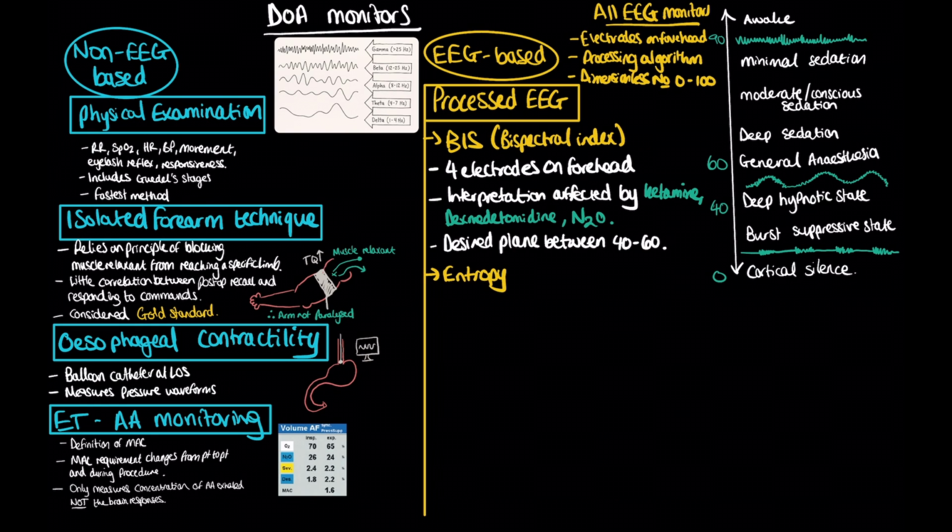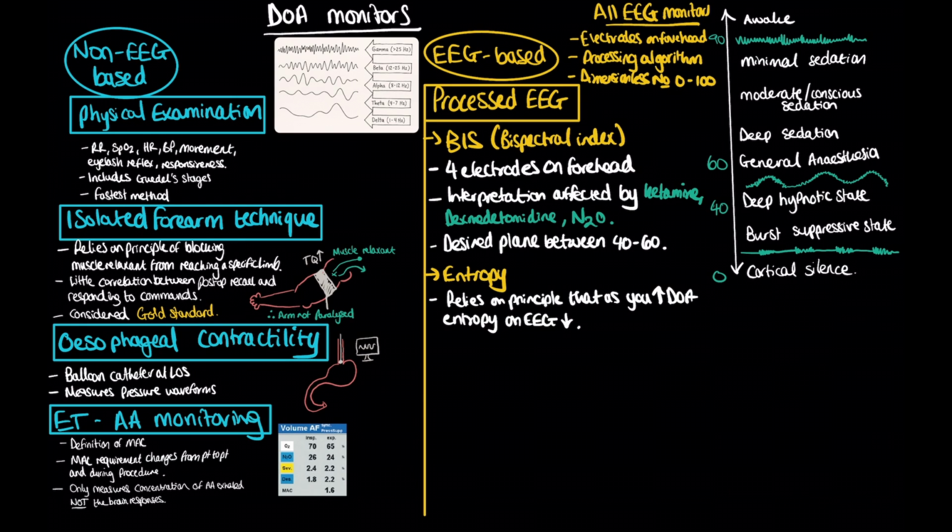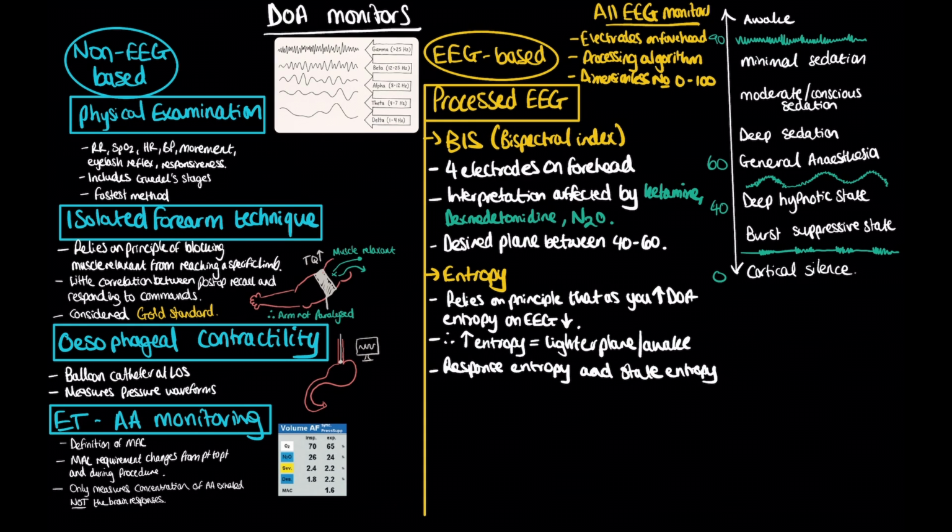Entropy is another form of processed EEG by a different company, GE Healthcare. The name entropy is based on the principle that as you increase the depth of anaesthesia, the disorder found in the EEG signal decreases, i.e. the entropy decreases. A highly irregular signal means high entropy and therefore the patient is likely to be awake or alert. The more ordered the signal, the less entropy, and therefore the patient is likely to be anaesthetized. There are two numbers that it produces, response entropy and state entropy. It is very similar to BIS where the target range is between 40 and 60. Unless you're interested, you don't need to know more than this for the exam.